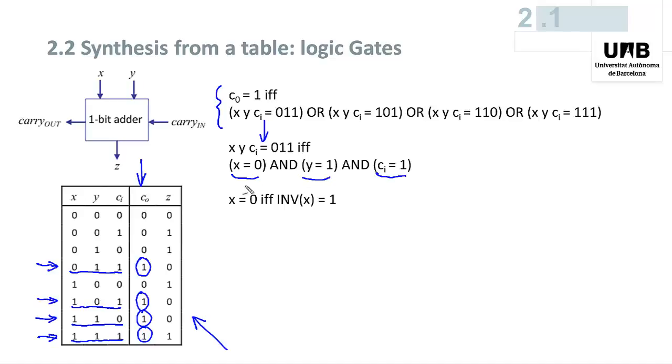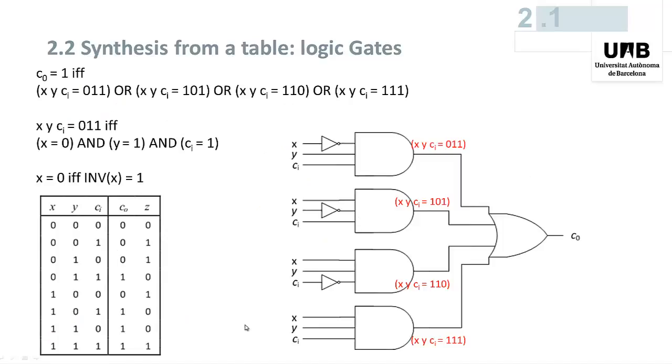Finally, observe also that a condition like x equal to 0 is equivalent to the inverse of x equal to 1. Then, a logic circuit made up of AND gates, OR gates, and inverters can easily be deduced from this logic algorithm. Every AND gate corresponds to one of the four conditions.